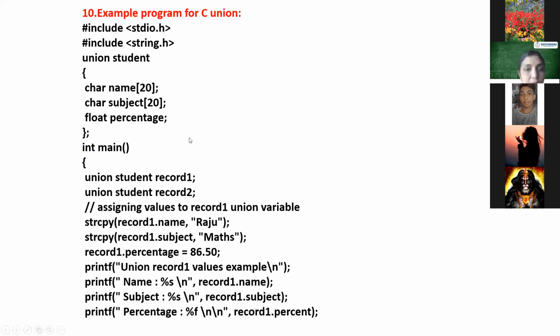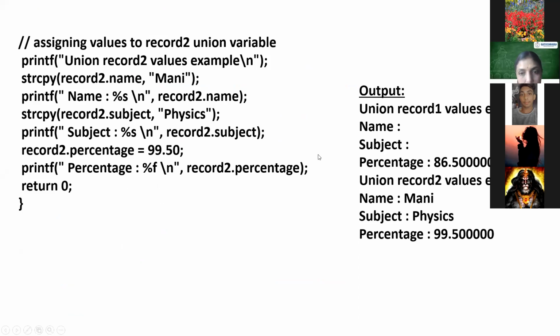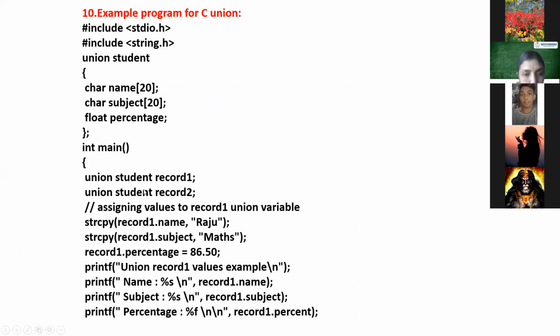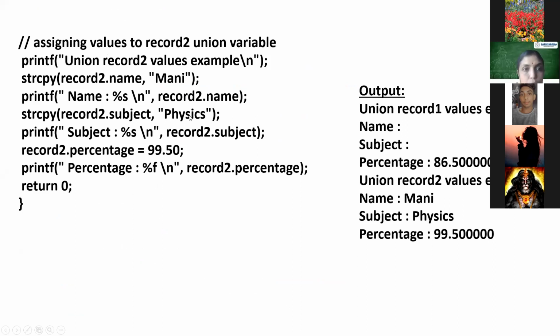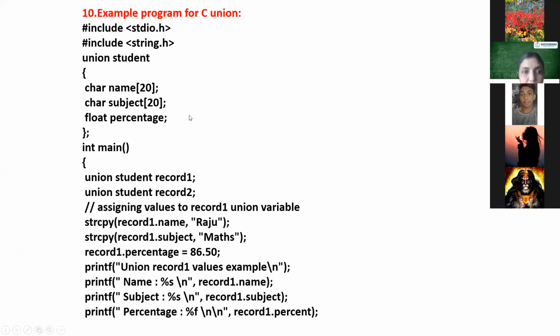Okay, so here is a program for a union. The same thing what we have executed, instead of a struct student, we go for executing that as a union. Whenever you execute this, assigning values to record 2 to the union variable, you have the record 1 and you have the record 2. So now which values will be displayed onto the screen?